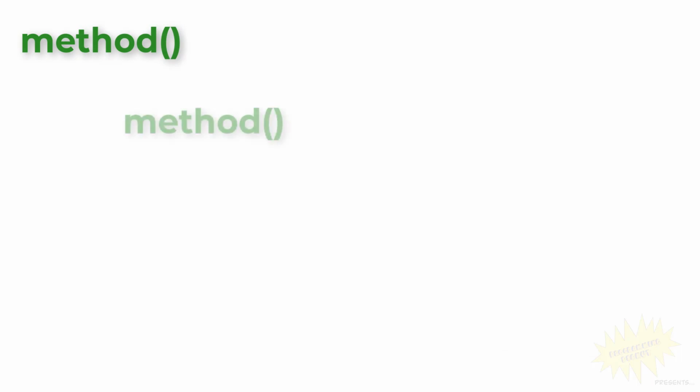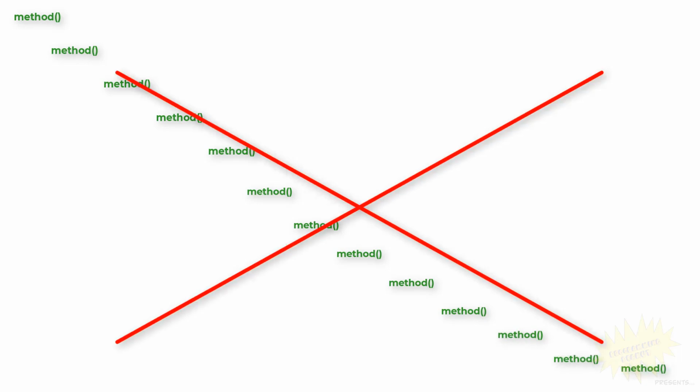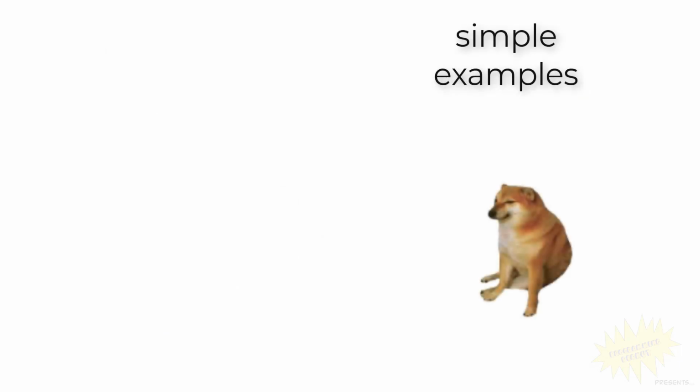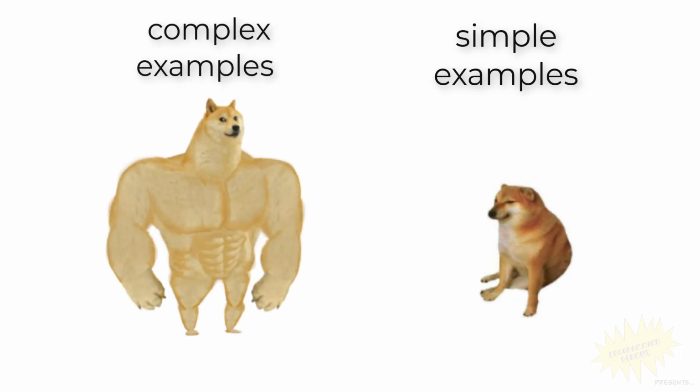When recursion is not done properly, it just keeps going on and on and on until the computer runs out of memory and the program stops. Let's take a look at a few examples. We'll start off with some simple examples and work our way to more complex ones.